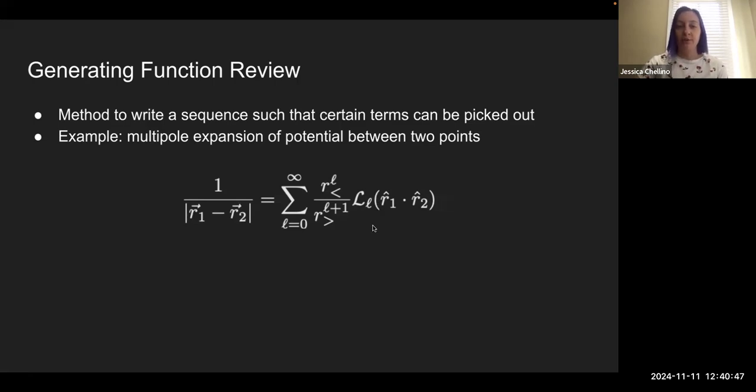Now, the Legendre polynomial has an argument that's the dot product of 2 unit vectors, so it's invariant under rotations. So motivated by this, we wanted to develop a generating function for the isotropic basis functions, which can have arguments of more than 2 unit vectors.